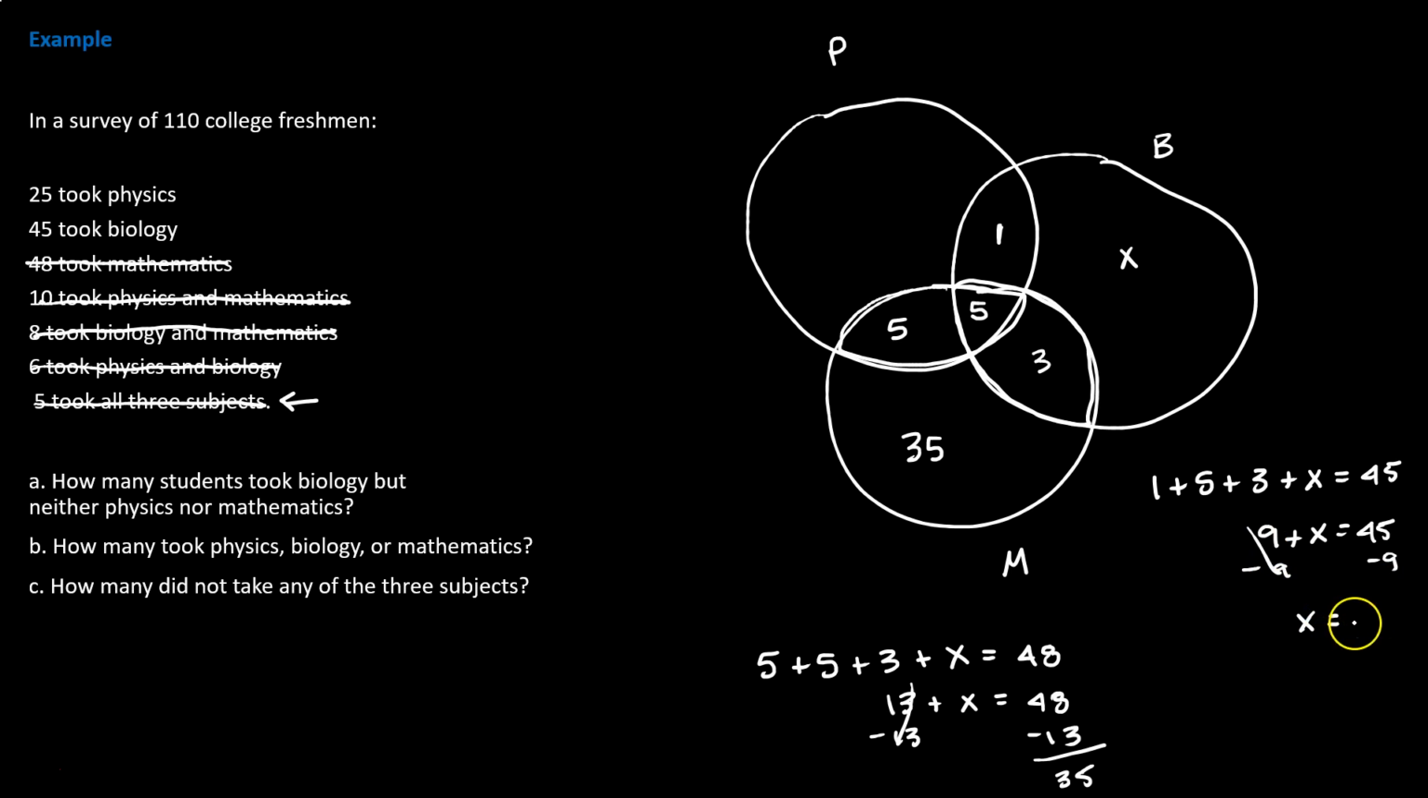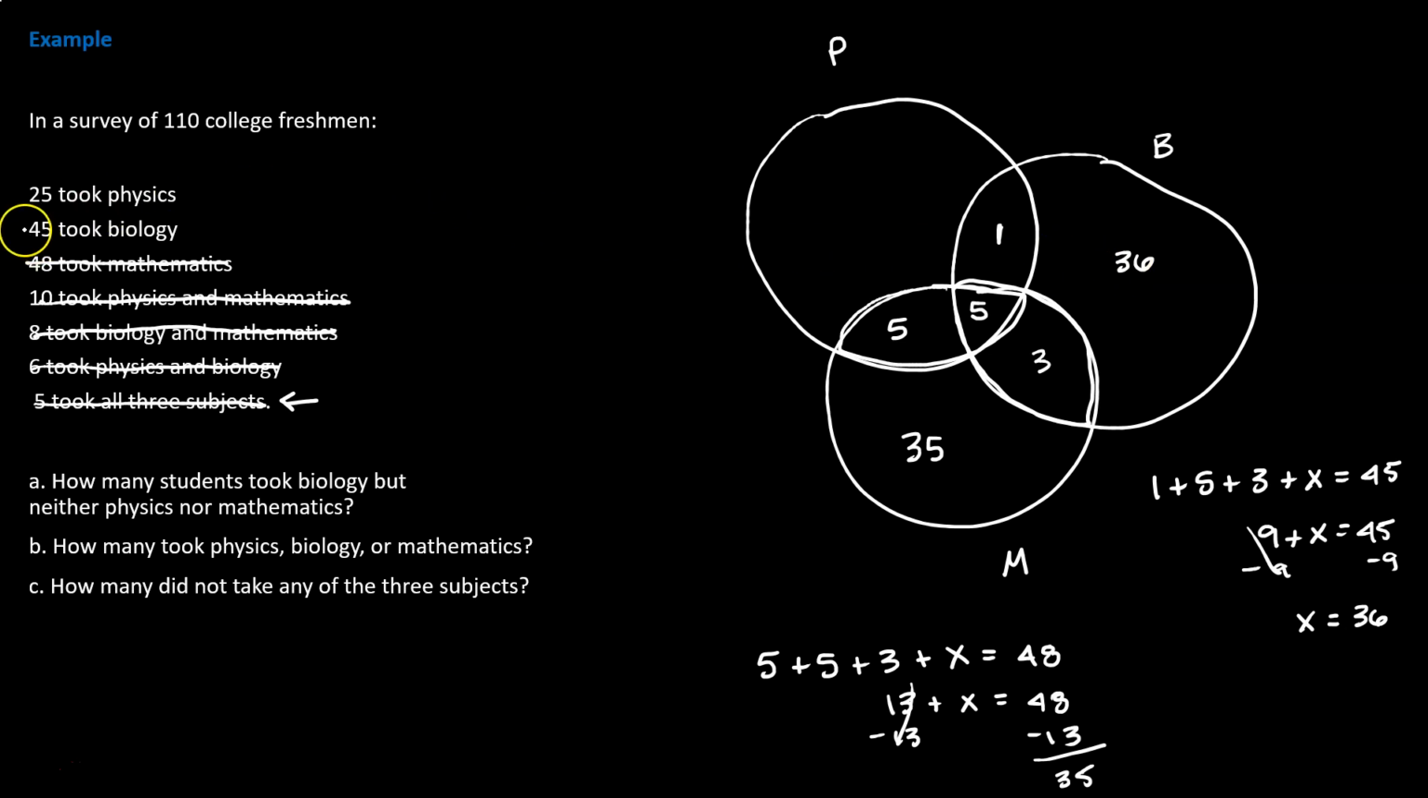Well, we can count up from 9. 9 plus 1 is 10, so we have 1. And then from 10 to 40, that's another 30, so that's 31 so far. And then to 45, we need another 5, so that would be 36. So there are 36 students that take biology but do not take physics and do not take mathematics.